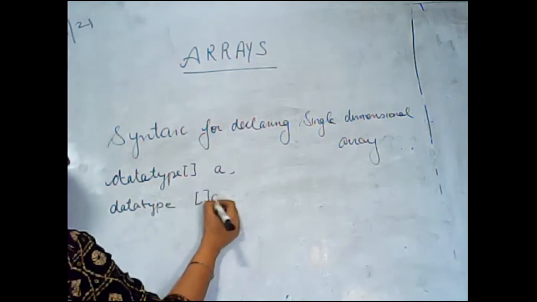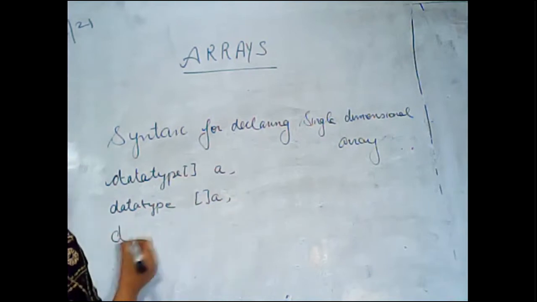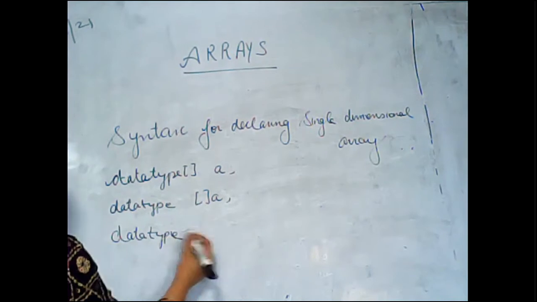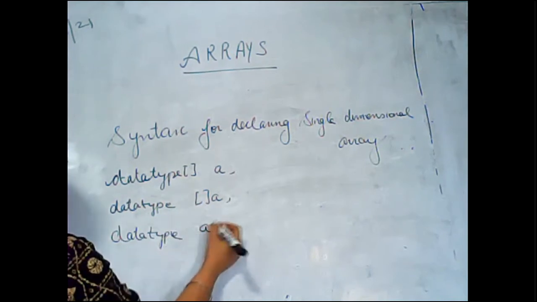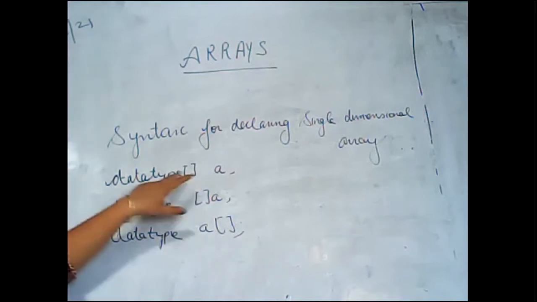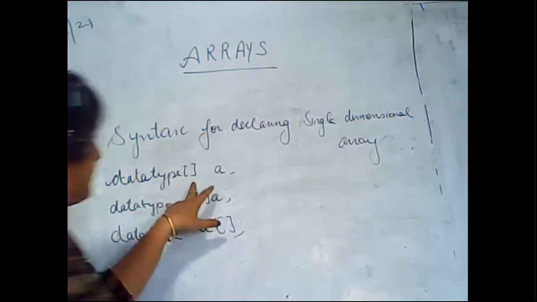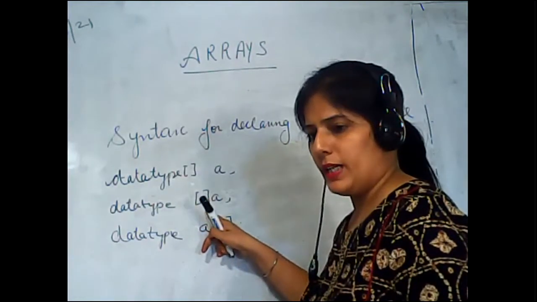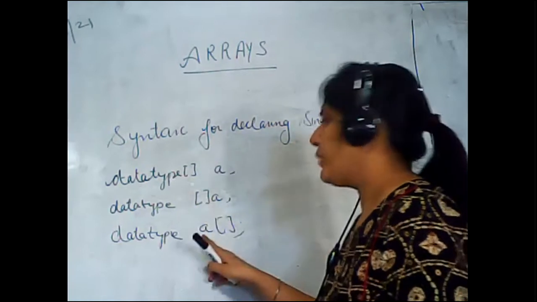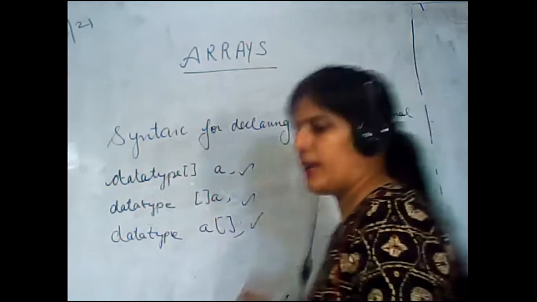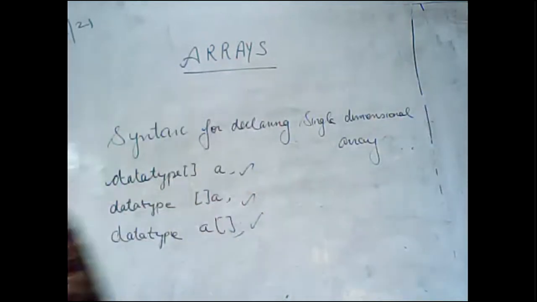The notations can go with A also, and there is a third option for how you can declare this. So these notations can be used either after the data type, or before the variable name, that is the array variable name, or after the array name. So all three options are correct if you want to declare a single dimension array.